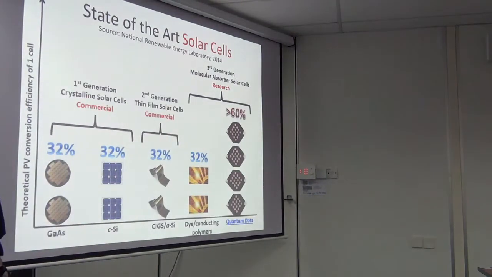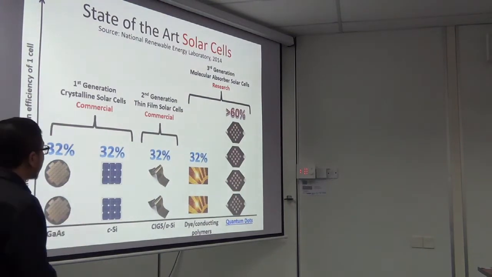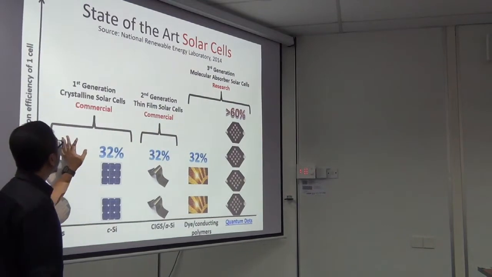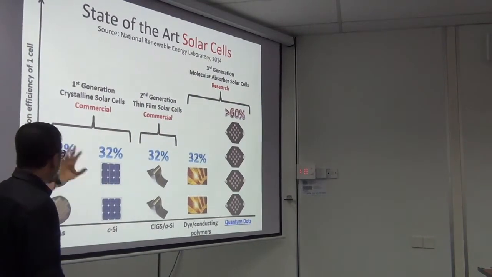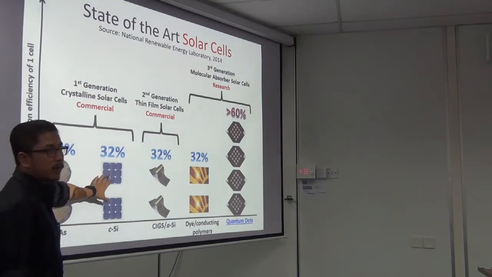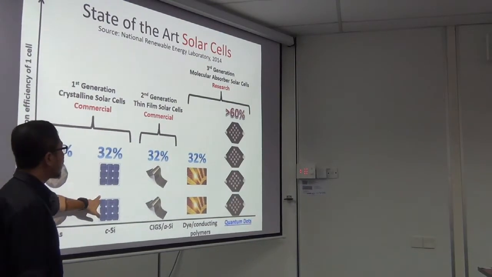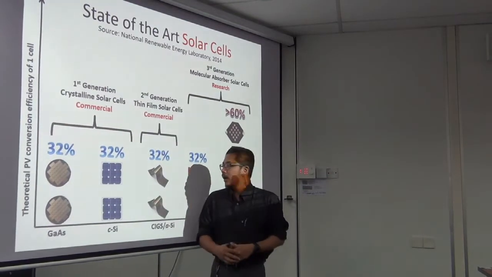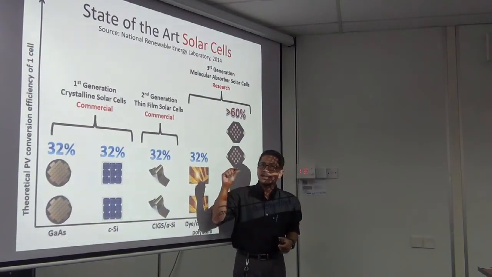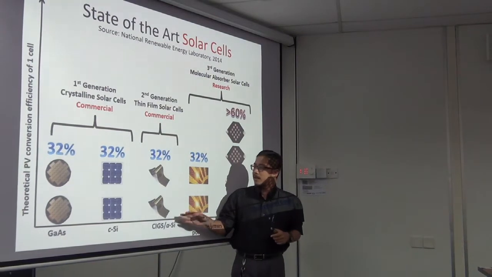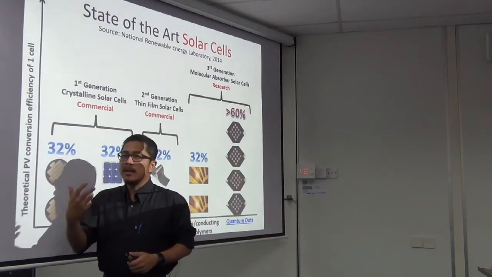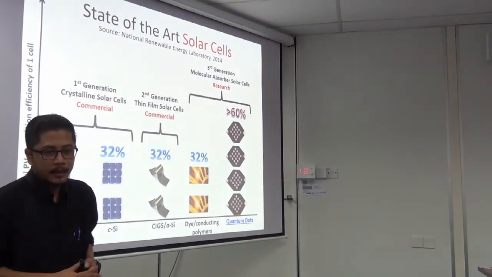Now again, let us take a look at the state of the art of solar cells. This is very important. We have the first generation, which we have discussed. Mostly they are crystalline solar cells, including monocrystalline silicon solar cells. And we have the second generation solar cell, which is the thin film solar cell. We use a small amount of material, for example, hydrogenated amorphous silicon, or even polycrystalline silicon.